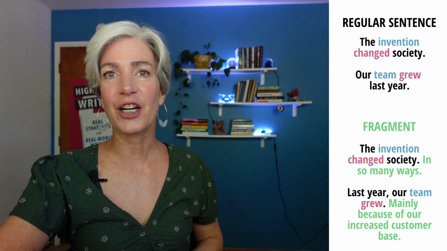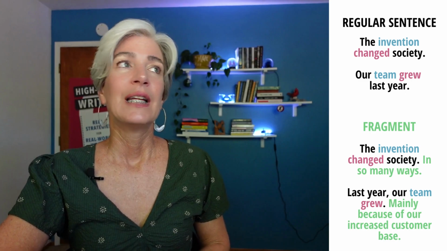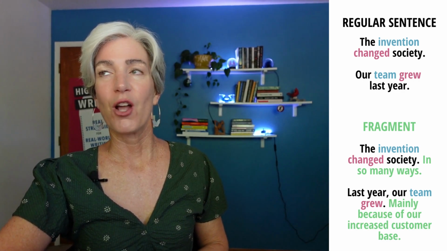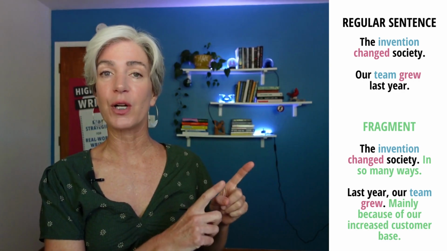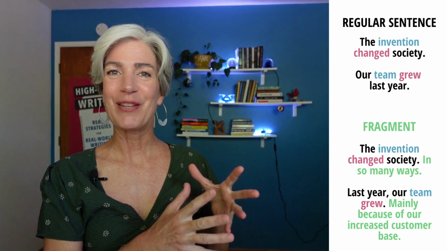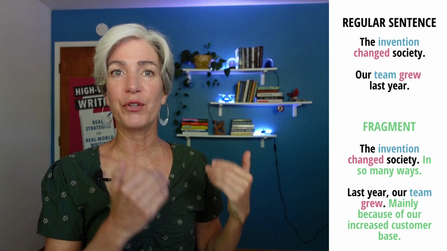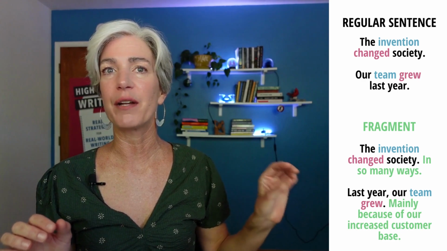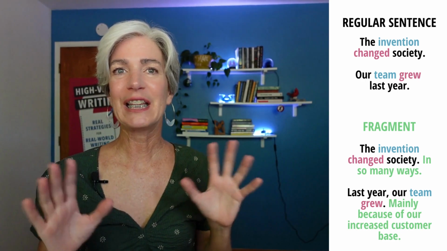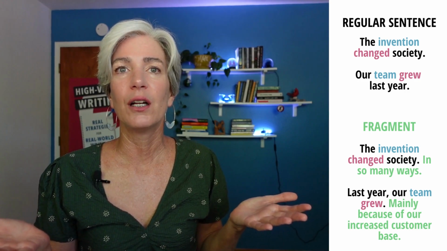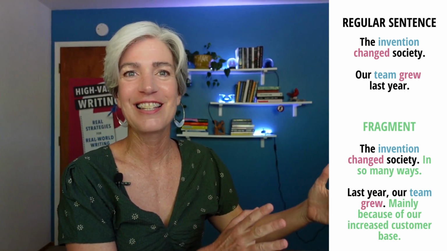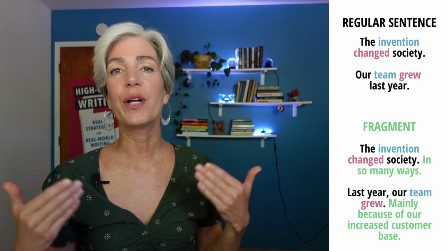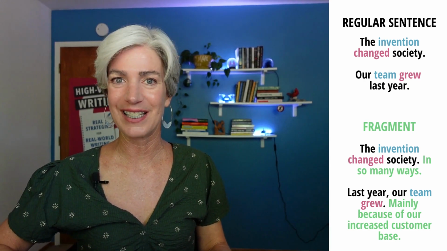The second one, last year our team grew. Who plus what? Then I added on mainly because of our increased customer base. Okay, that is very common for a fragment to occur like that. And it's not because we're trying to make a mistake, it's because we're trying to add explanation to the previous sentence. It's a logical thought, but the problem is that green sentence at the bottom does not have a who plus what pair. Mainly because of, it would have to be something like, we have grown because of our increased customer base, right? We can't just add that on without introducing a who and a what again in order to make it a complete sentence.